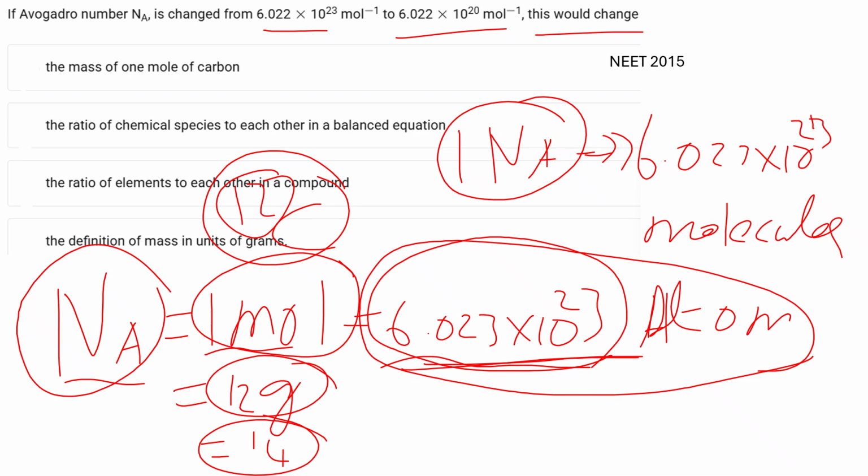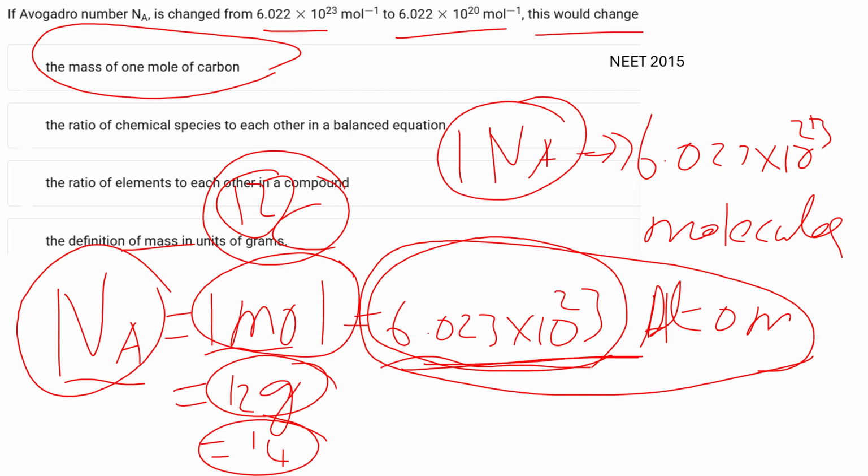Simply the definition of mass in the unit of grams, or else what? Or else it changed this or this, because those two contain mass. Which one is right? Fourth option, the definition of mass in units of gram, that will affect the mass of 1 mole of carbon, because the mass of 1 mole of carbon is affected. That option A is a good answer, or not, option D.